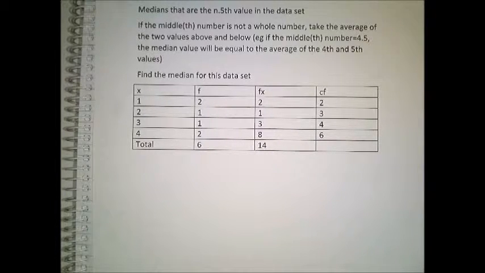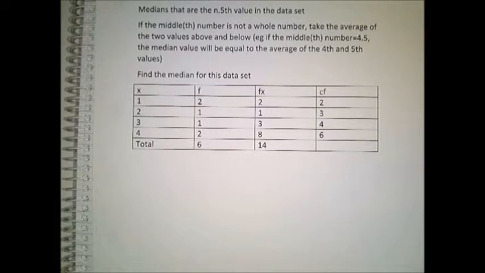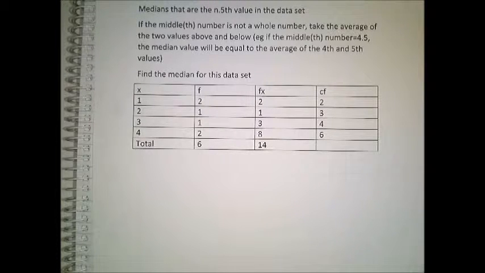Our second question looks at what happens when we are doing a median calculation and find that the median value is the n.5th value in the data set. What we can see is that if the middle number is not a whole number, we can take the average of the two values above and below. For example, if I wanted to find which value was the median number, and my formula told me that it was the 4.5th number, the median value would be equal to the average of the 4th and 5th values.